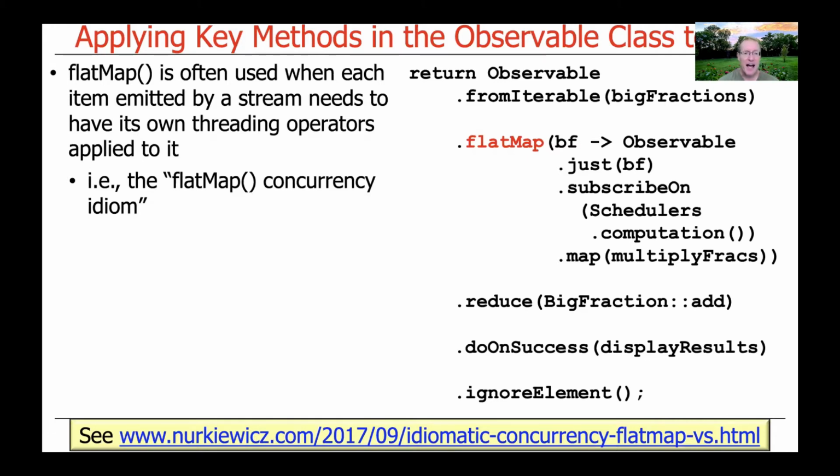Then we also have flatMap. And flatMap, as we've talked about a number of times, can be used when each item emitted by a stream needs to have its own threading operators applied to it. And this is what is colloquially referred to as the flatMap concurrency idiom. And you can read about that idiom at the link down below.